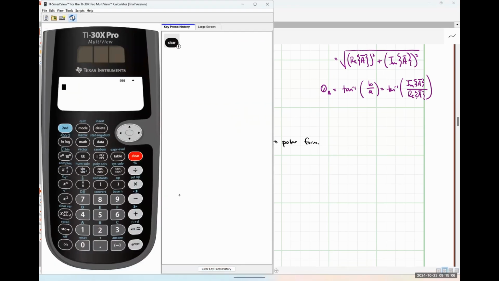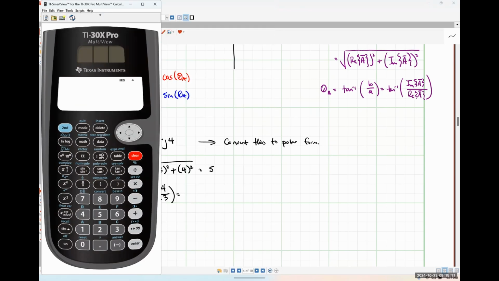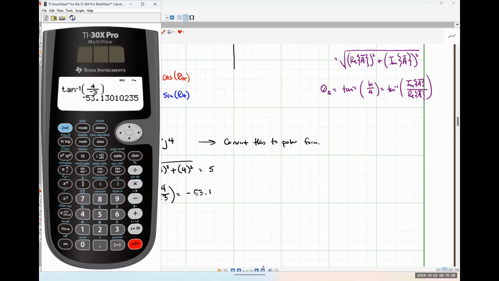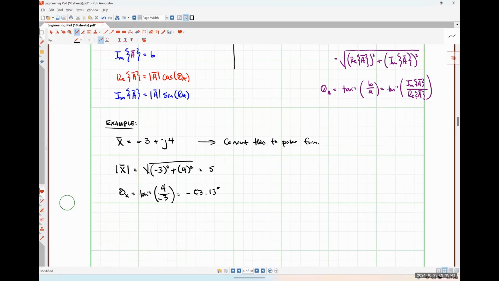So let me pull up that TI calculator real quick. Let me get rid of the key press history. So arc tangent of 4 over -3. So nothing crazy going on here. I'm going to press enter, and it gives me a value of -53 point something. Maybe it was 1, I don't remember. 0.13 degrees. Okay. Is this correct?